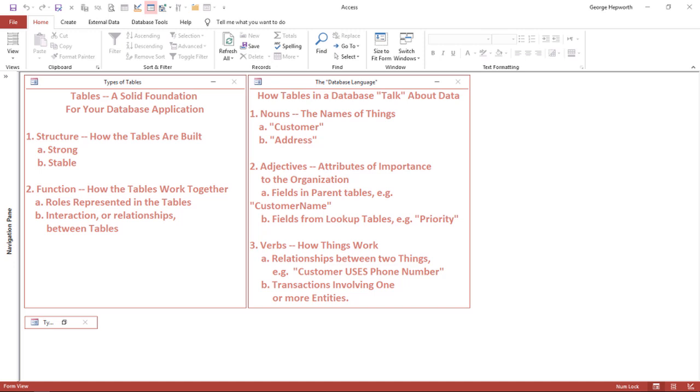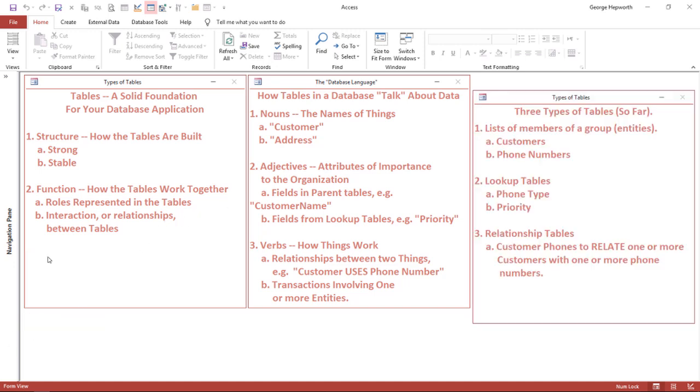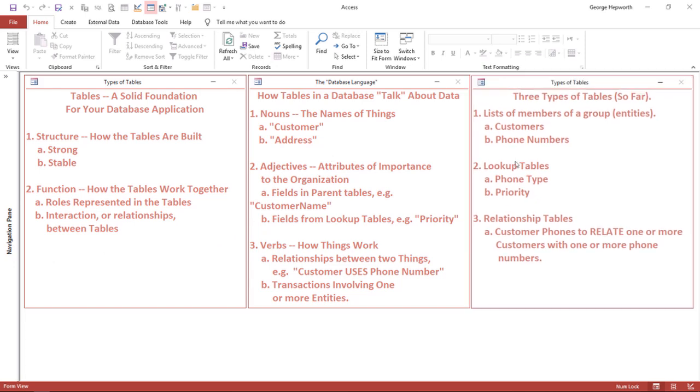There's still another way in which we can talk about how tables work in a database. We've talked about the structure and the function of those tables. We've talked about the natural language corollary of nouns, adjectives, and verbs that table design provides for us as a way to talk about data. There's still another way to think about tables, and that is to consider how they're constructed, what's in them, what kind of information do they contain.